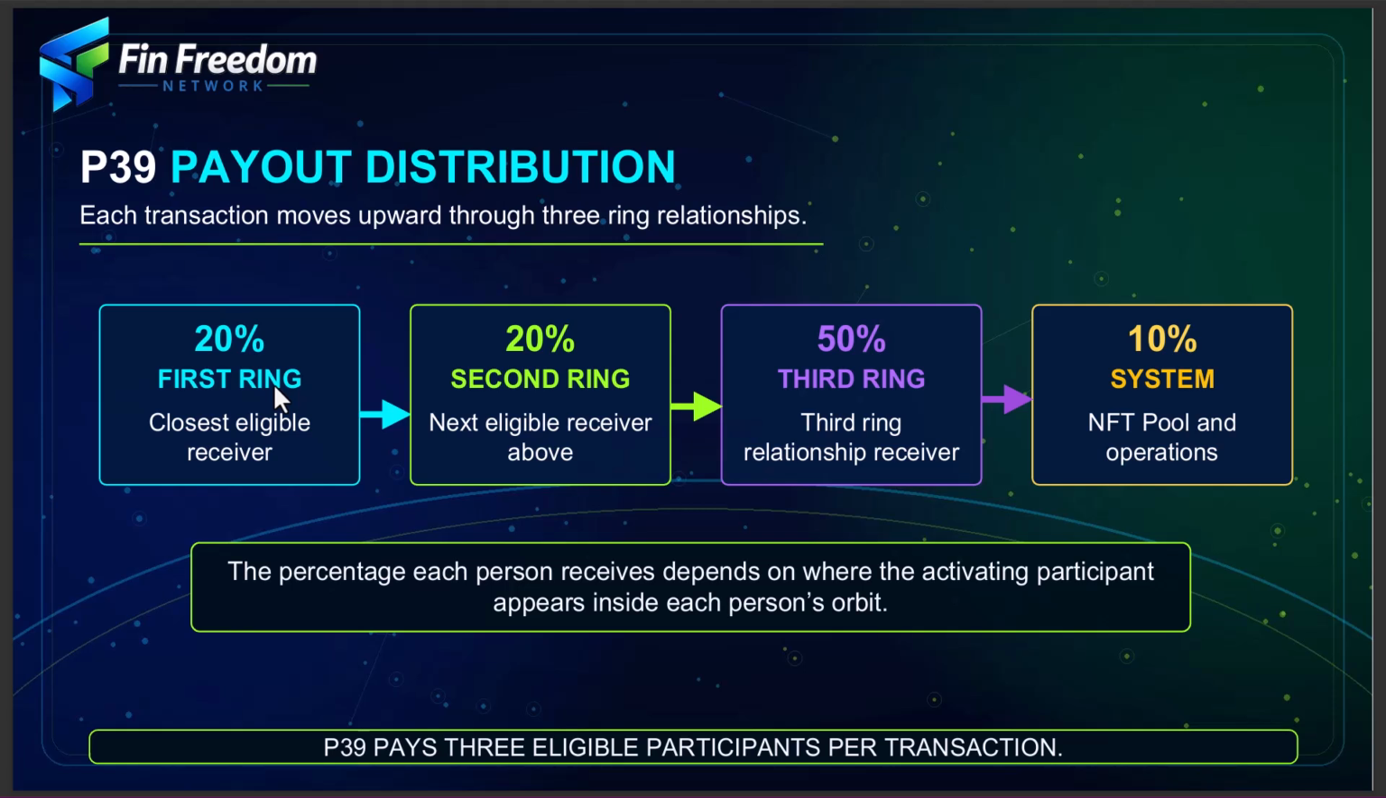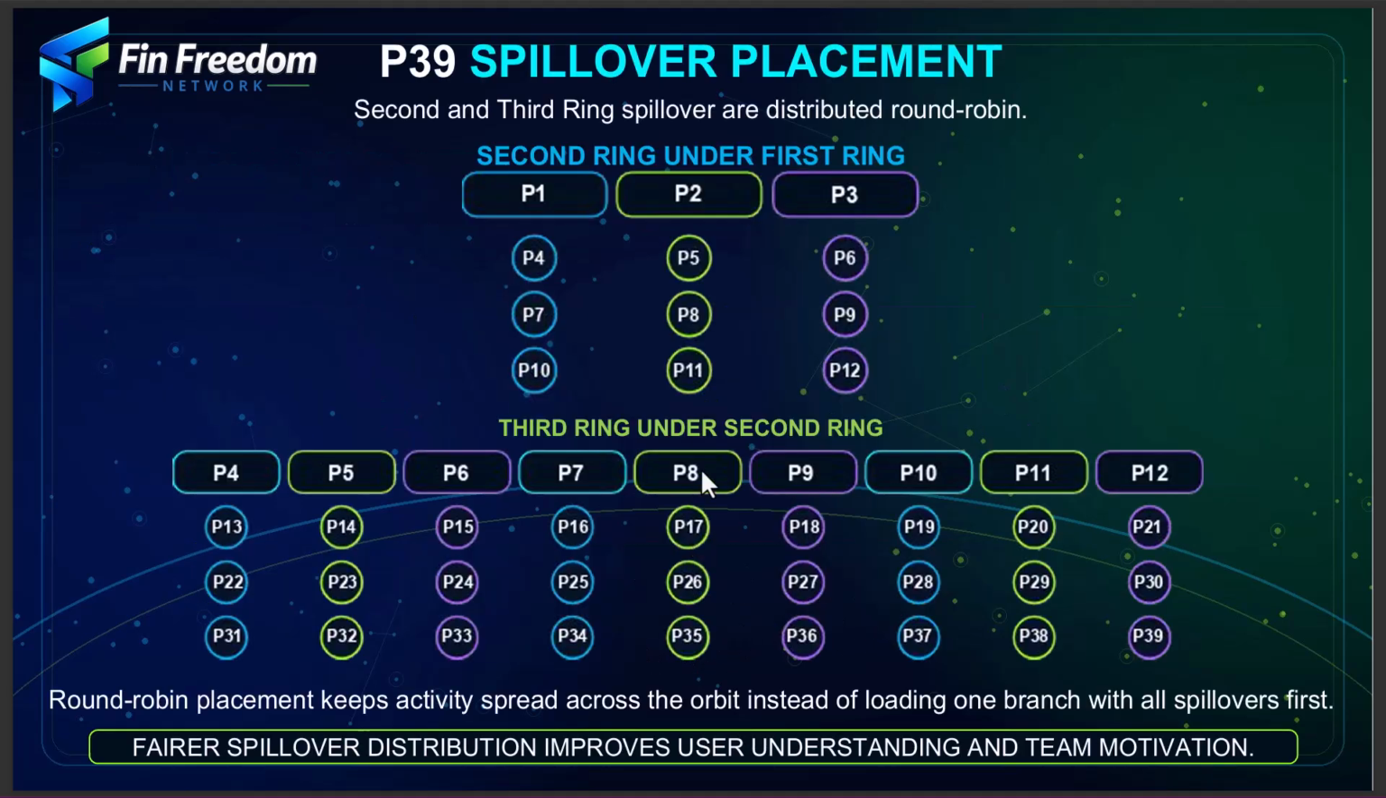So if you are on the first ring of this person's position, you receive 20%. If you're on the second ring, you receive 20%. If you're on the third ring, you receive 50%. Then 10% of each positioning goes into the NFT pool. So the percentage each person receives depends on where the activating participant appears inside each person's orbit. This is how it works. This is how the spillover works.